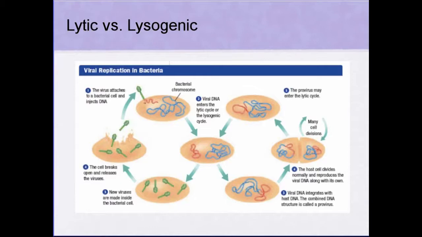An example of a lytic virus is the cold virus. Okay, pretty much within a couple of days of getting the virus, you've got the symptoms. An example of a lysogenic virus is HIV. Sometimes a person can go for years and years and never know that they've got HIV.